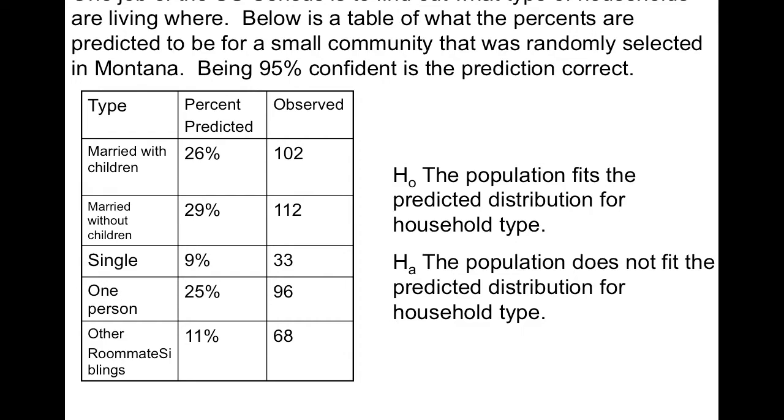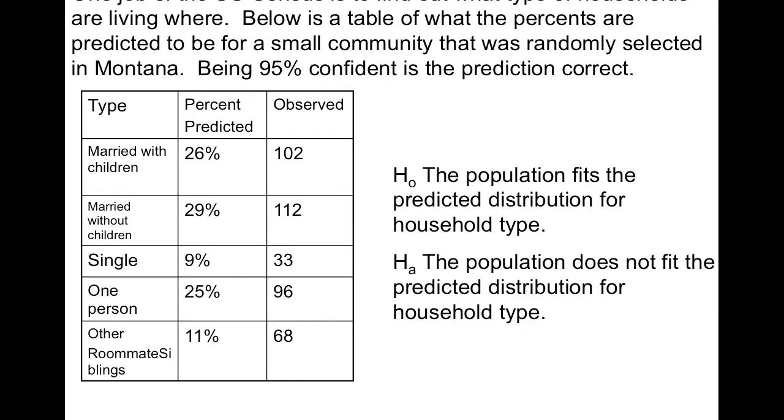You can have the proportion for married couples: married with children is 26%, married without children is 29%. You could go all the way down. Just sometimes there's going to be some fairly big lists, and you're not going to want to do that. So we write it as a statement.